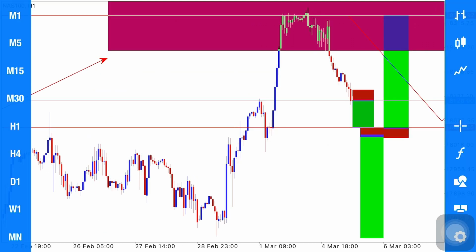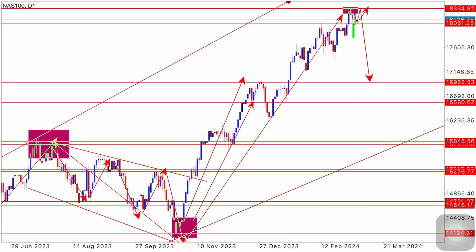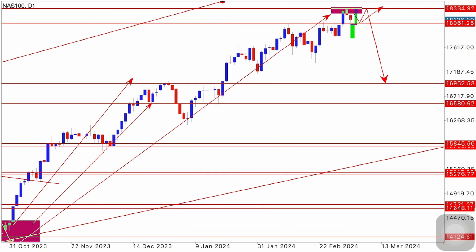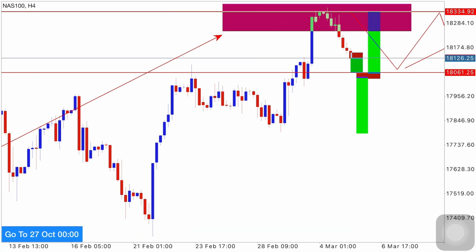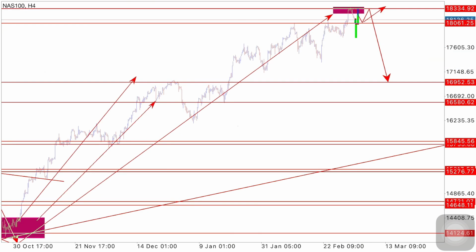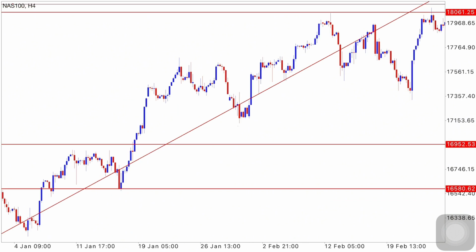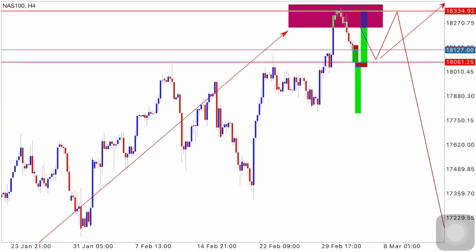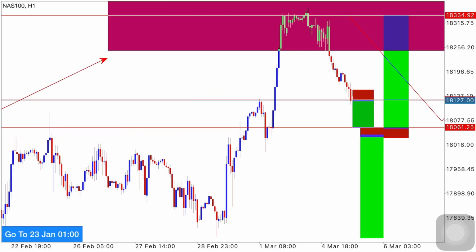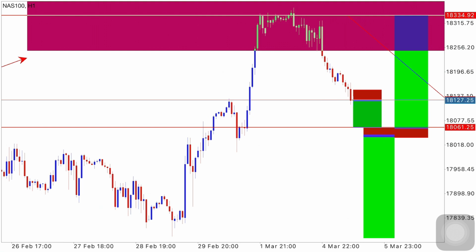Let me go to daily. So if the market does break this zone here, that means we have a much broader take profit target, because the market actually has to come to this point here, to this point here. So we'll have many more pips in this certain trade.